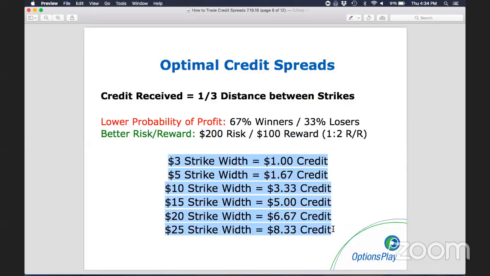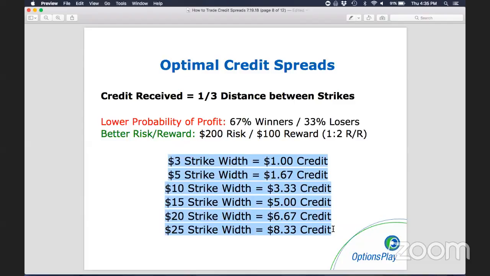And the reason we created this rule of thumb is because everyone likes to trade different credit spreads. People like to trade near the money. Other people like to trade far out of the money. Some people like to trade wide ones. Some people like to trade narrow ones. There's no rule of thumb there. So the only way we can create some kind of best practice here is to use the distance between the strikes and try to always collect about a third of that distance in credit. That's going to let you know that you're getting enough premium for the risk that you're taking.